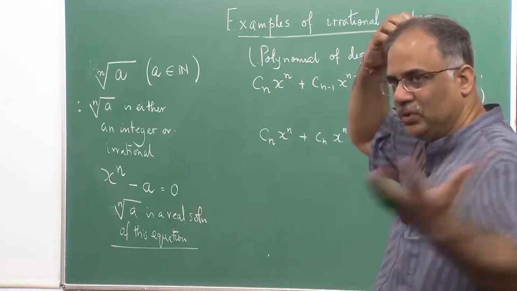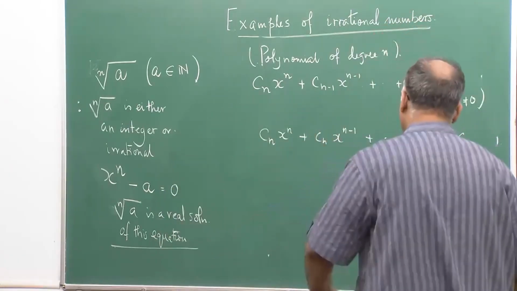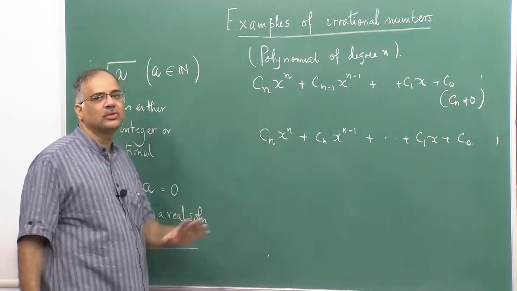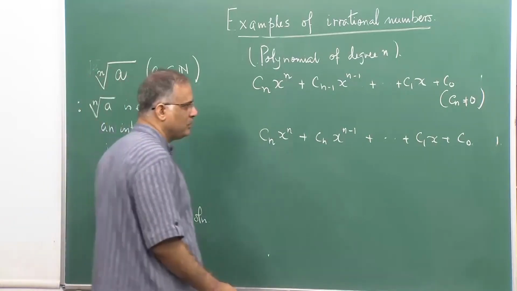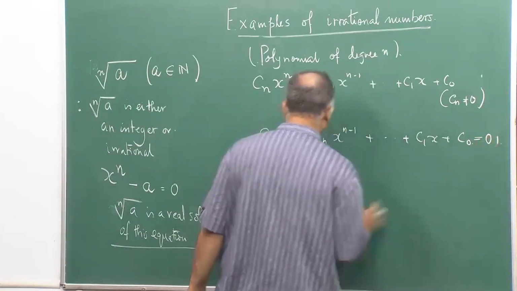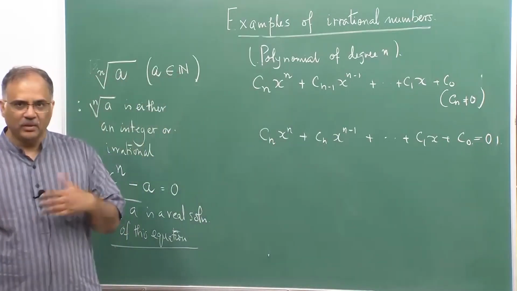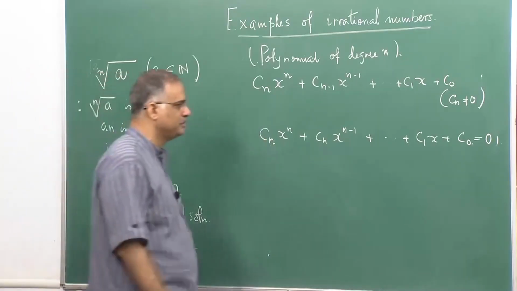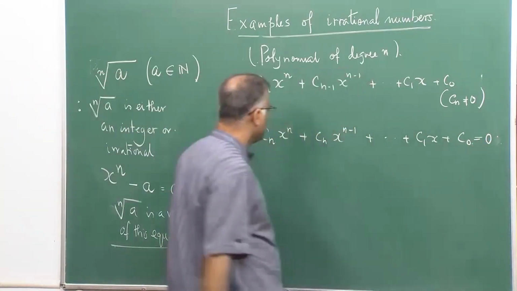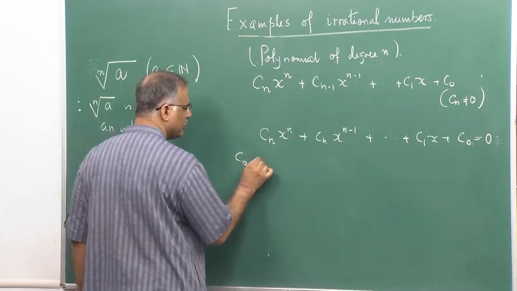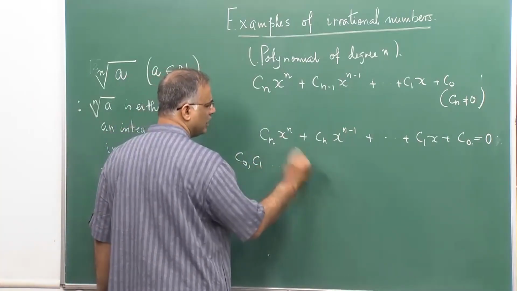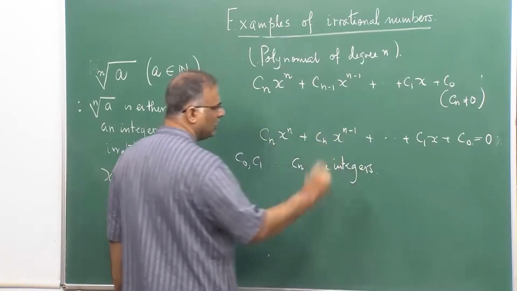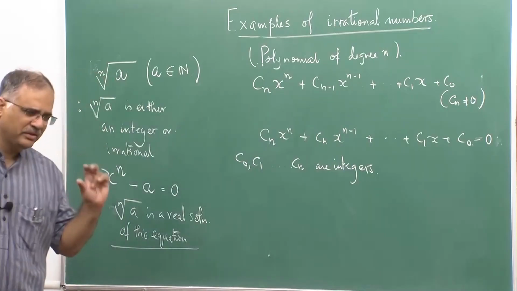It will be really fun if you go through it, but the interesting fact is that we can now look at certain properties of rational solutions of this. Suppose we have a polynomial equation, and you know that such an equation will have exactly n solutions, right. So, these C0, C1, Cn are integers. I am not giving you the proof, I am just stating a result.